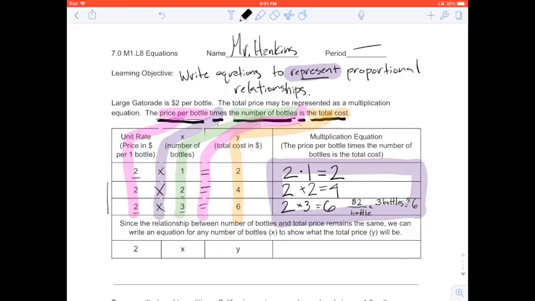See if you can do the same thing using the quantities that we've laid them out here. X is our number of bottles, how many bottles we're buying. Y is being represented, or the total cost is being represented with Y. So see if we can write an algebraic equation that follows these patterns. And I'll wait, pause it while you're working.